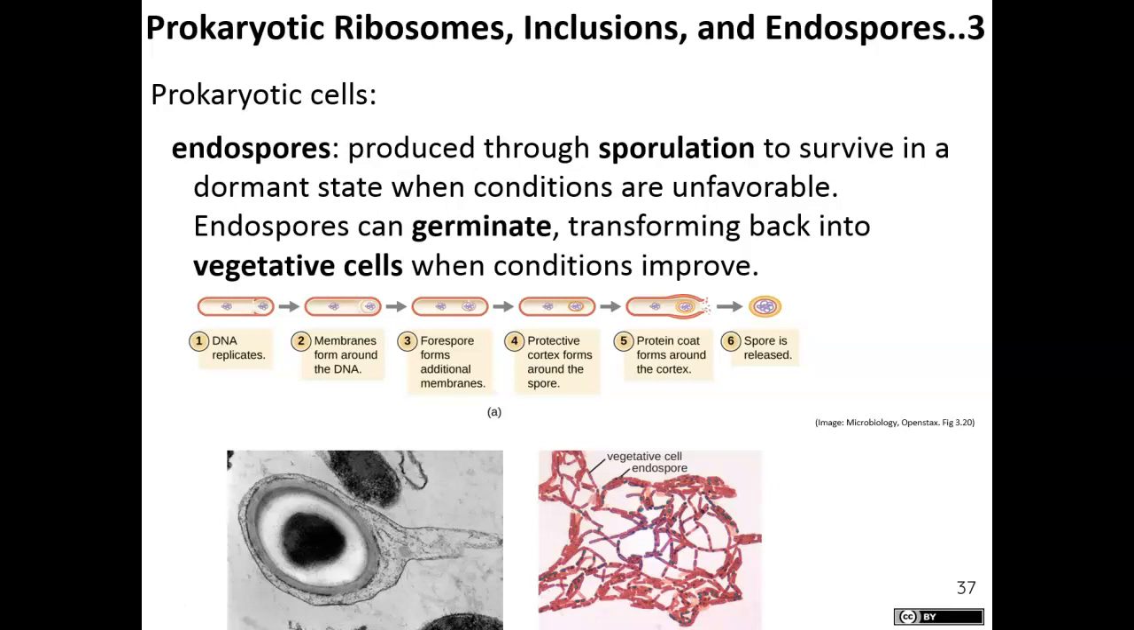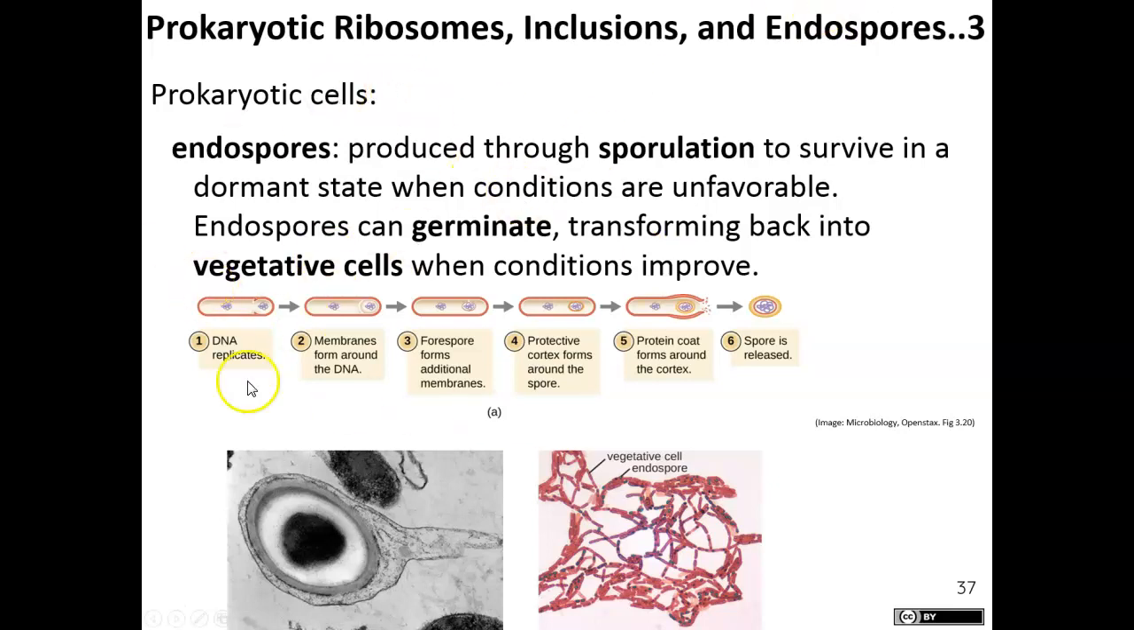They can exist for days, weeks, months, even years in an environment, and once the environment becomes favorable again, the cell can germinate. So basically come back. This is not a form of replication because it's the same cell that forms the endospore that is going to be produced. So it's kind of like a hibernation for the cell in a sense.